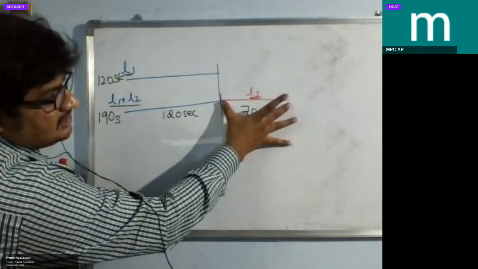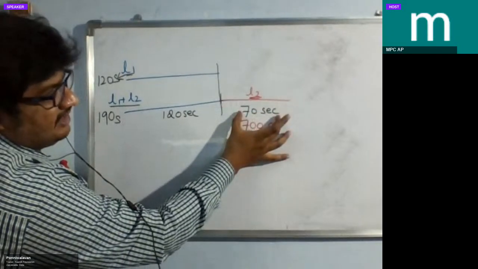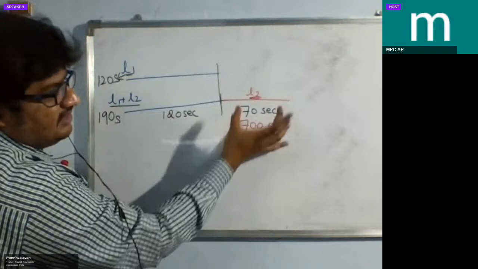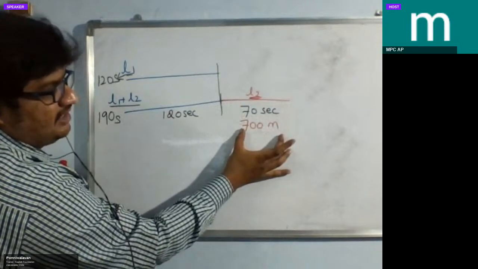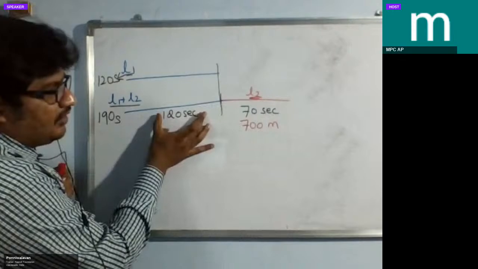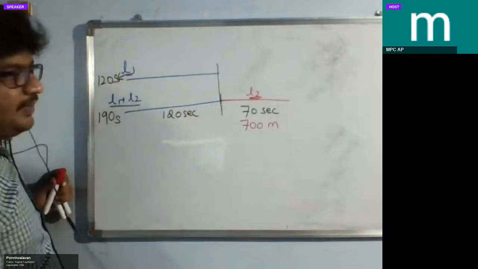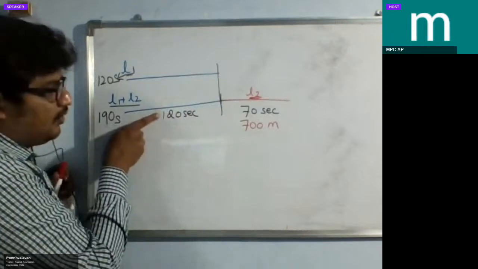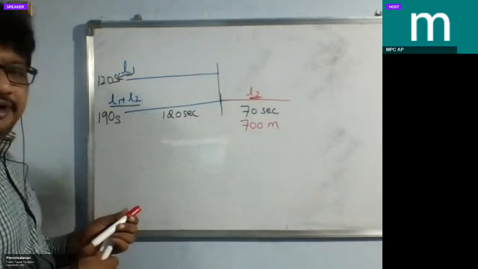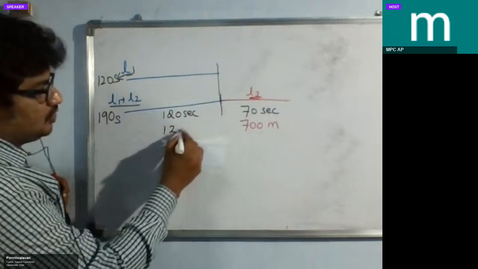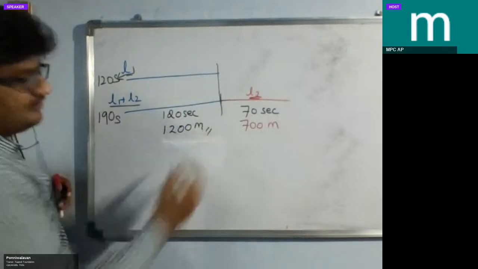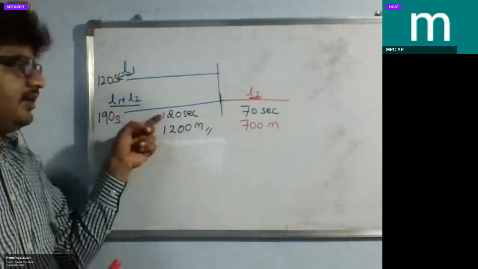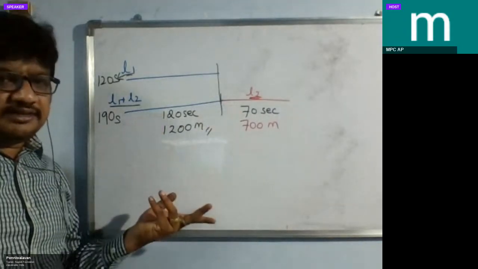To cross L2, it takes 70 seconds. That means in 70 seconds, it goes 700 meter. Now, in 120 seconds, it will go how many meter? In 70 seconds, it will travel 700 meter. Now 120 seconds, it will travel how many meter? 1200 meter. That's all. 70, 700, 120, 1200.